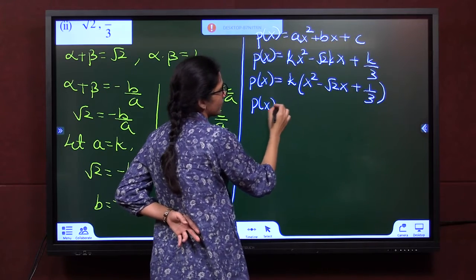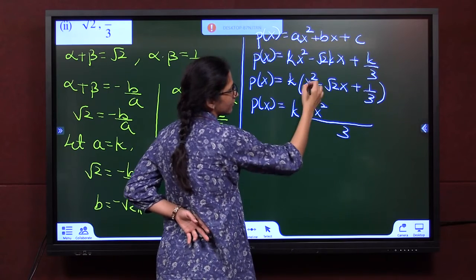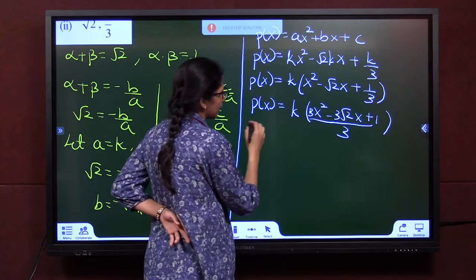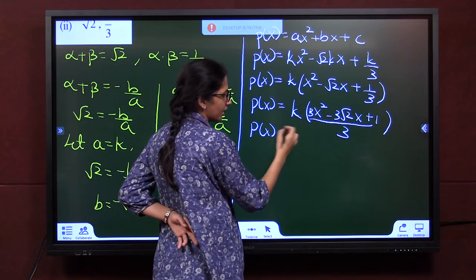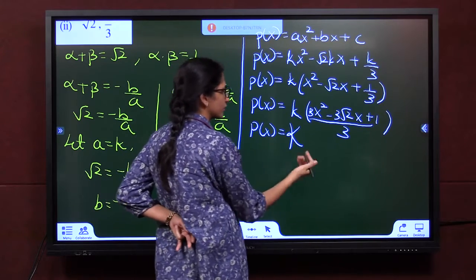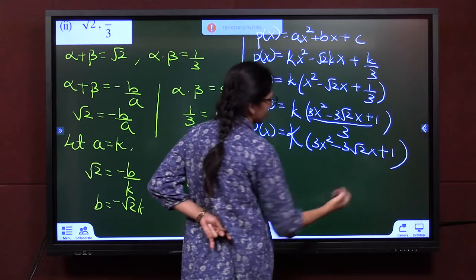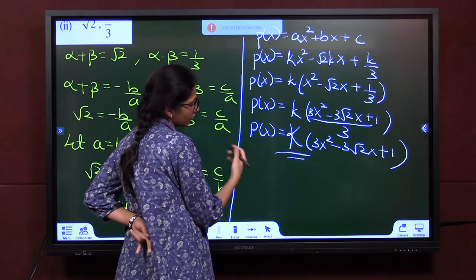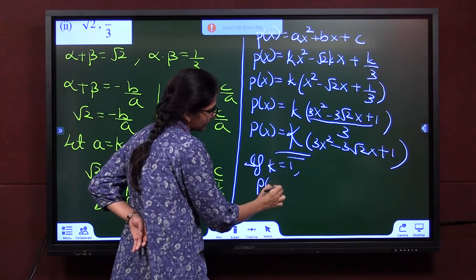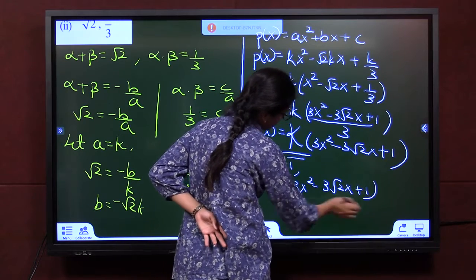Take the LCM. K, LCM is 3. Multiply and divide with 3, 3x square. Multiply and divide with 3, 3 root 2 plus 1. Take the 3 out. So this k by 3, I will write it as a single k, capital K. K is a constant, k by 3 is also a constant. The new constant is capital K. Into 3x square minus 3 root 2x plus 1. This is your general form of the polynomial equation given here. If k equals 1, then your p of x becomes 3x square minus 3 root 2x plus 1.